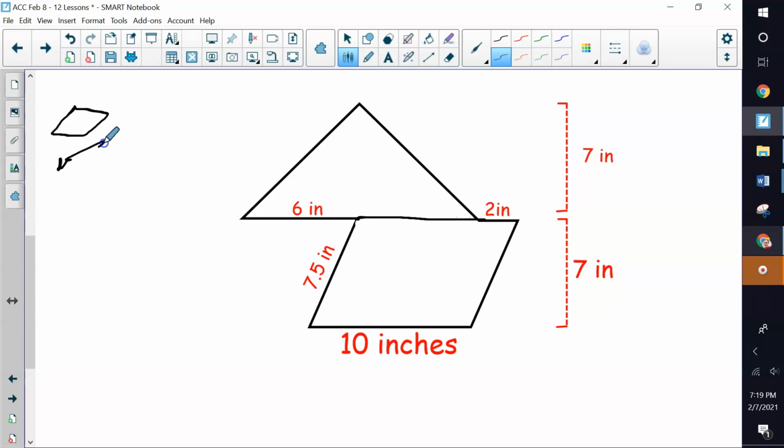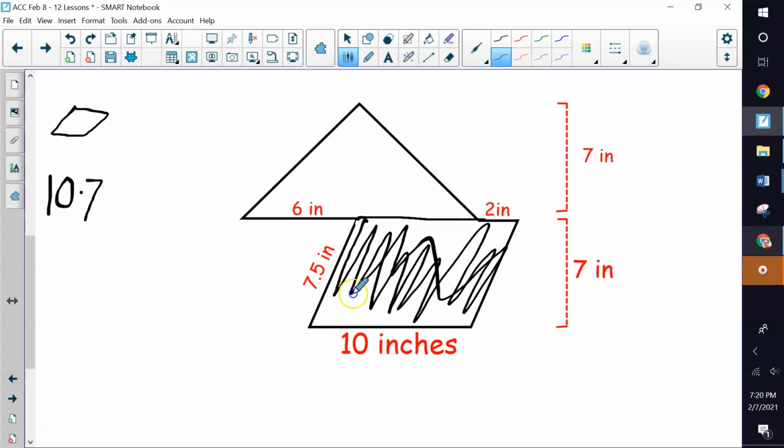So parallelogram is base times height, so that is going to be 10 times, and the height is not this. This is the slant height. The height is this. It's got to be a 90-degree angle with the base. So 10 times 7. That's going to take care of this section right here, this whole parallelogram.